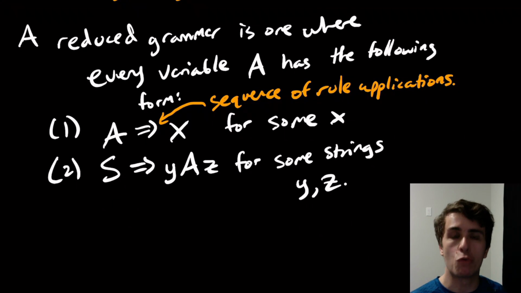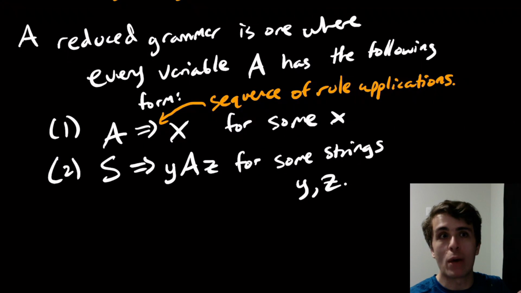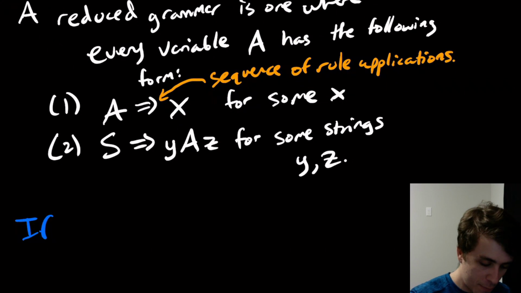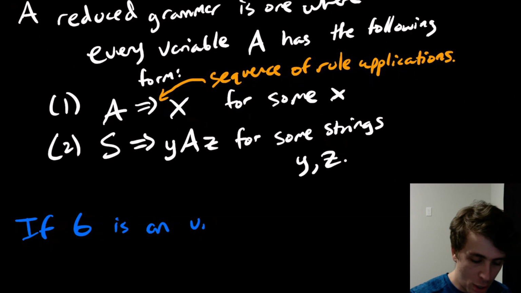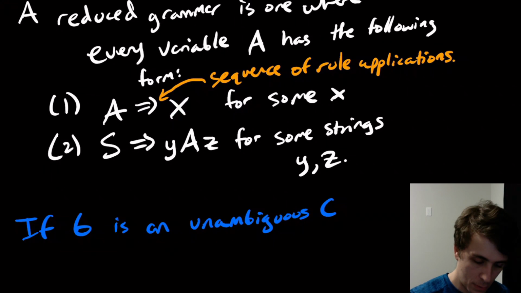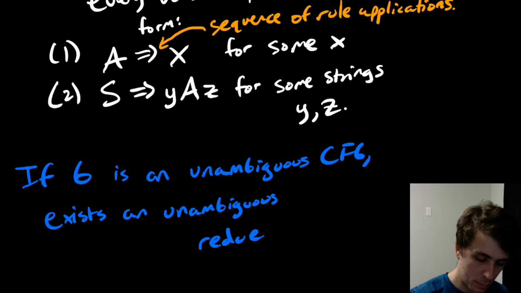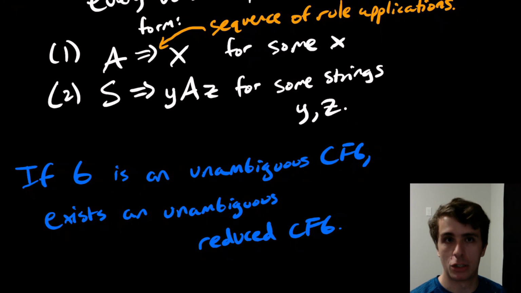Because if I'm deleting rules, I never will make it ambiguous. Remember, ambiguous means two different ways of making a string. If I have only one way of making it, and I delete it, I can't have two different ways of making that string. So this tells us that if G is an unambiguous CFG, then there exists an unambiguous reduced CFG for the same language, because all we're doing is deleting useless variables. Okay, so that is the first definition that we'll need.